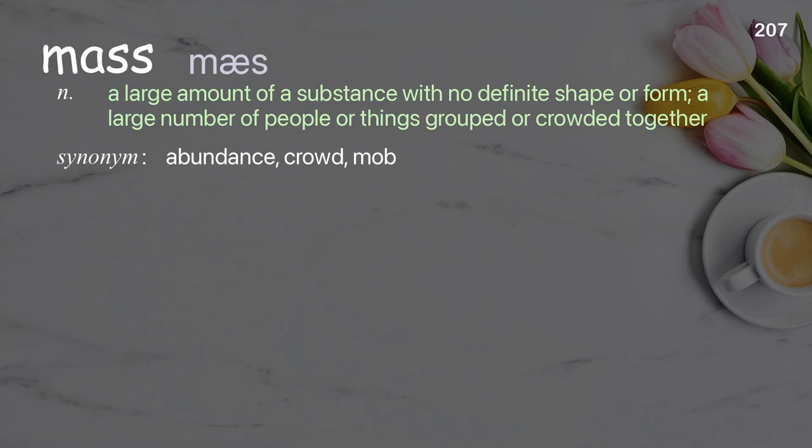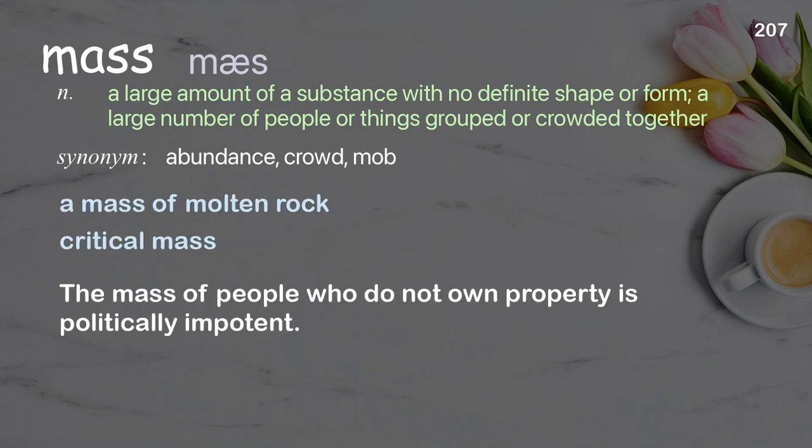Mass: a large amount of a substance with no definite shape or form, a large number of people or things grouped or crowded together. Examples: a mass of molten rock, critical mass. The mass of people who do not own property is politically impotent.